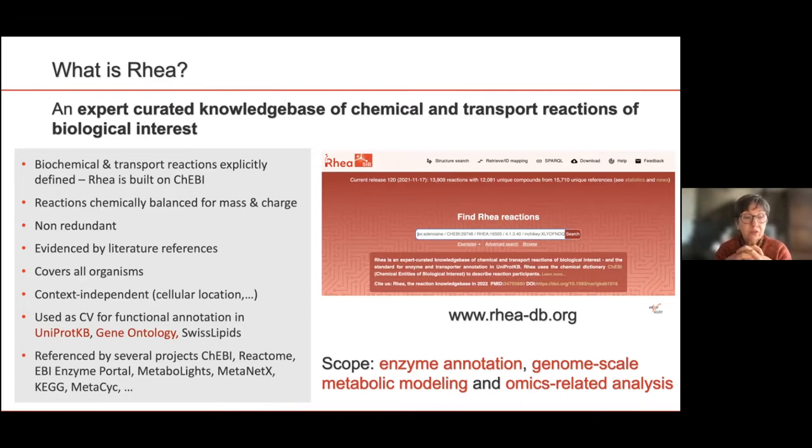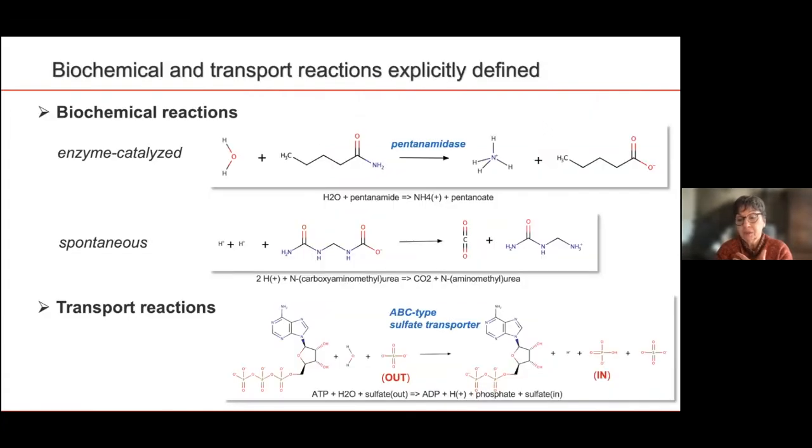And you will see this afternoon that Rhea is used as a controlled vocabulary for functional annotation in UniProtKB, Gene Ontology, and some other resources like SwissLipids. I forgot to mention it's another project of the group, which is related to lipidomics, so metabolomics for lipids. And Rhea is referenced in several projects like ChEBI, obviously, but also Reactome, EBI enzyme portals, or metabolic resources like MetaNetX, KEGG, or MetaCyc. The scope of Rhea is enzyme annotation, genome scale metabolic networks, and omics related analysis. All the data are available on a website.